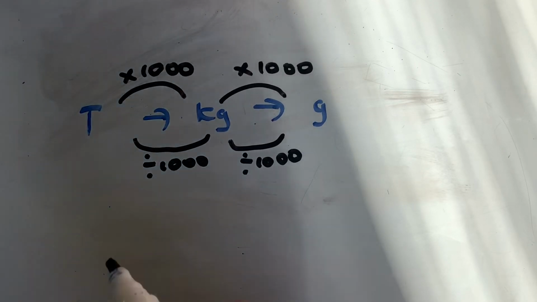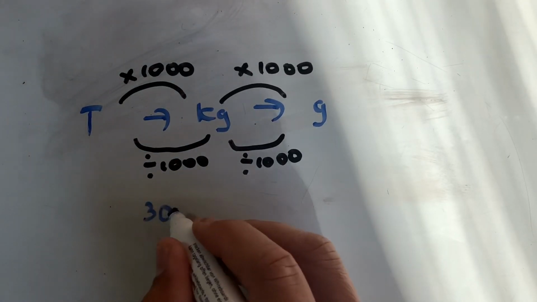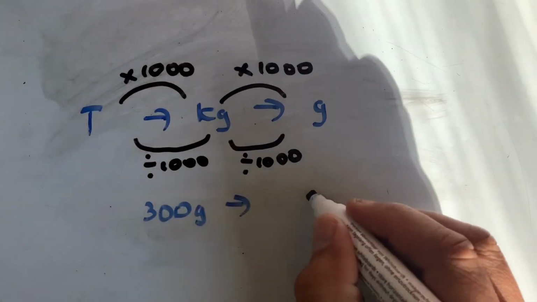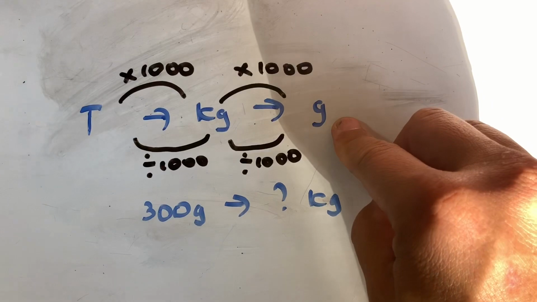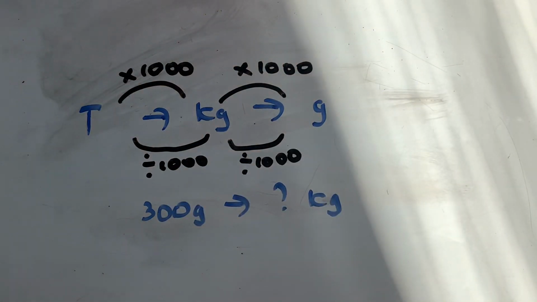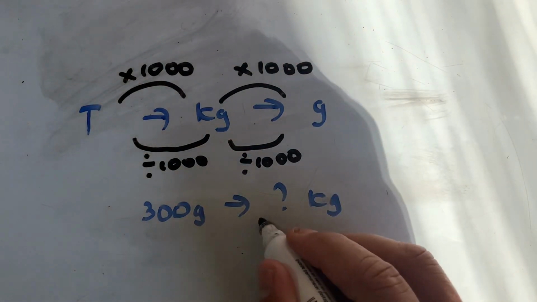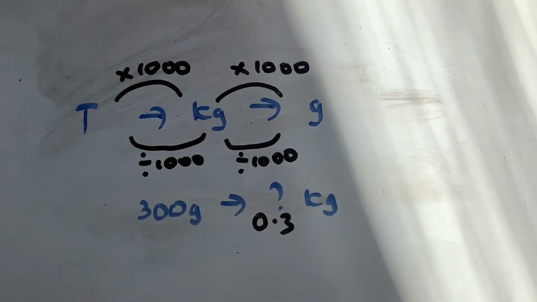If I have 300 grams and I want to convert to kilogram, what do you do? From here, you have 300 grams, you divide by 1,000 and the answer should be 0.3 kg. Okay? Okay, next one.